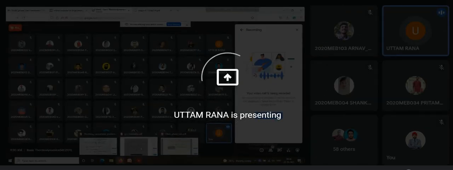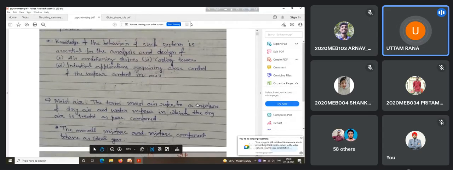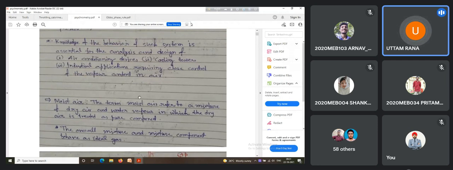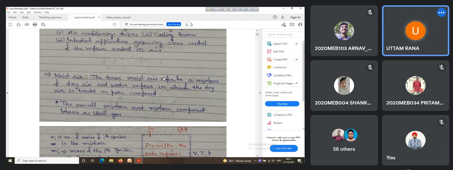So the basic idea is the way it is being cooled. Now we'll start our discussions. Some of the major applications are air conditioning devices, cooling towers, and industrial applications requiring close control of vapor content in the air. To address those kinds of problems, we need to study psychrometric analysis. Before studying, we need to define what is called moist air. The term moist air refers to a mixture of dry air, which means air that doesn't contain any vapor, and water vapor. The mixture of these two is called moist air.